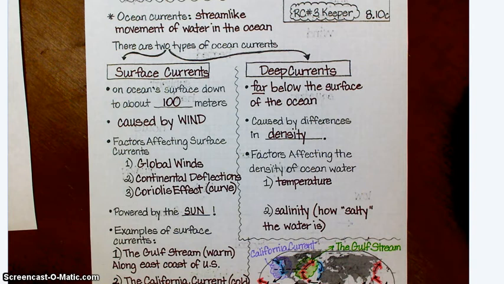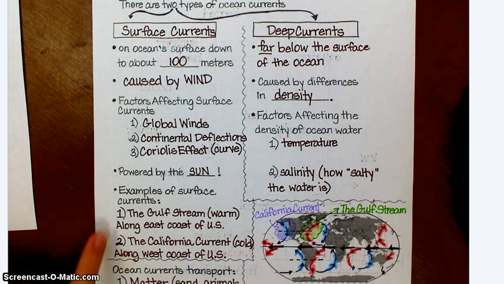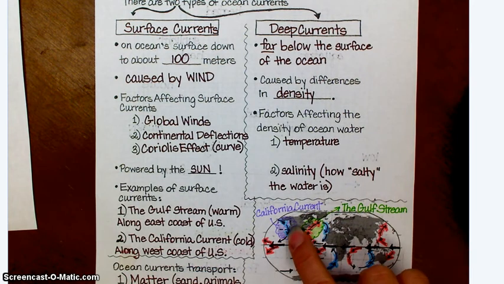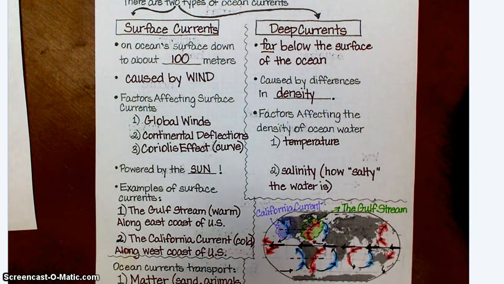Surface currents are powered by the sun. The 2 examples of surface currents that you needed to know were the Gulf Stream, which is a warm surface current. It's illustrated right here. It goes by the east coast of the United States. And then there's the California current, which is a cold water current, and it acts along the west coast of the United States.